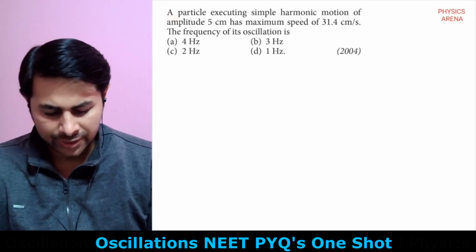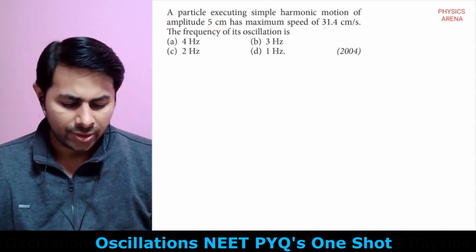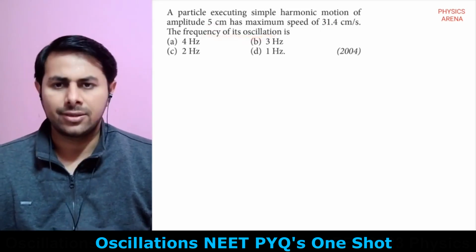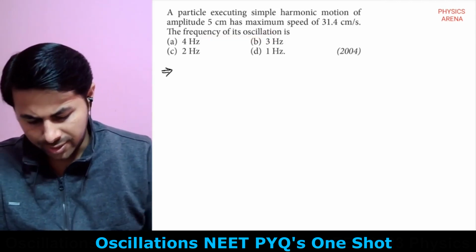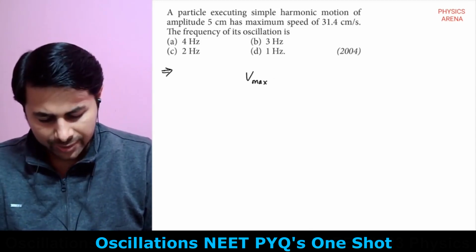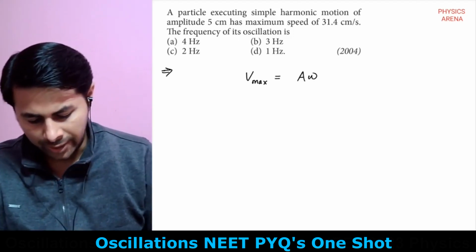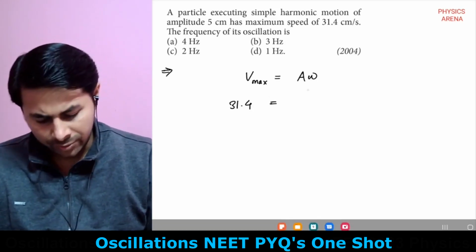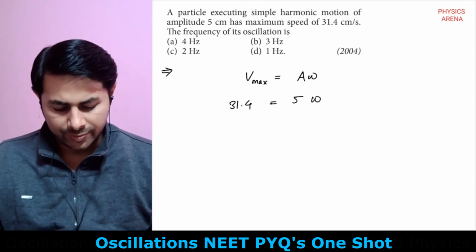A particle executing simple harmonic motion of amplitude 5 centimeter has maximum speed of 31.4 centimeters per second. The frequency of oscillations is. So this is a very simple question, right? This is one of the simplest questions. Okay, maximum speed is given, V max is equal to A times omega. V max is 31.4 centimeters per second. A is equal to 5 centimeters. So from this we can find out omega, right?